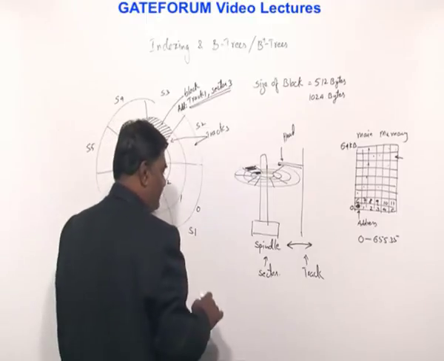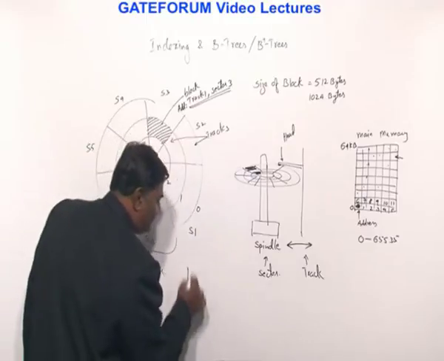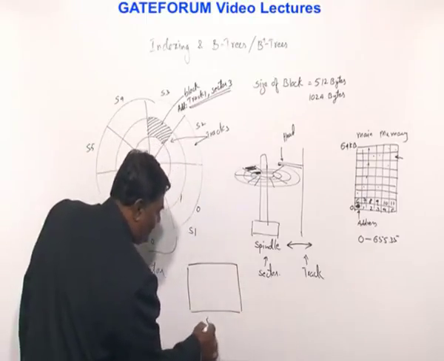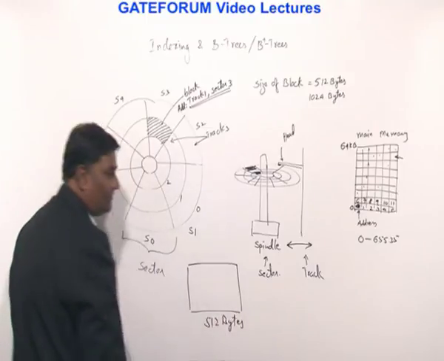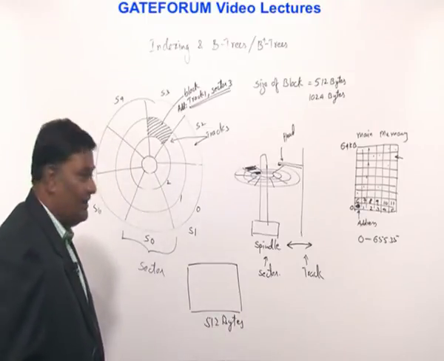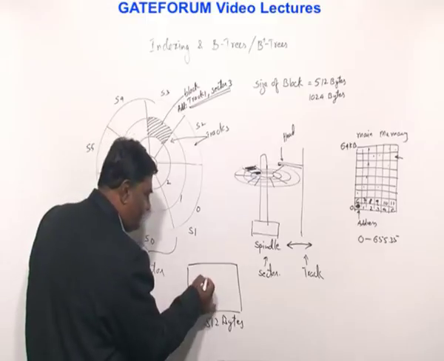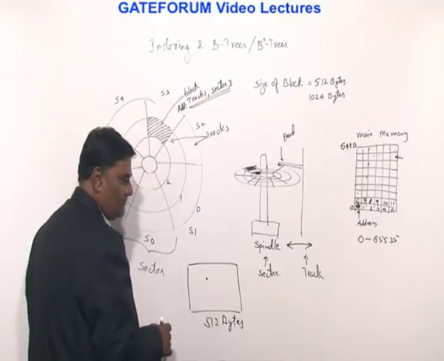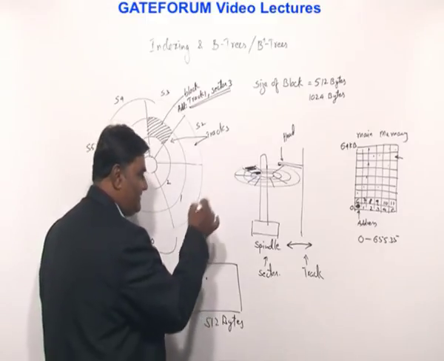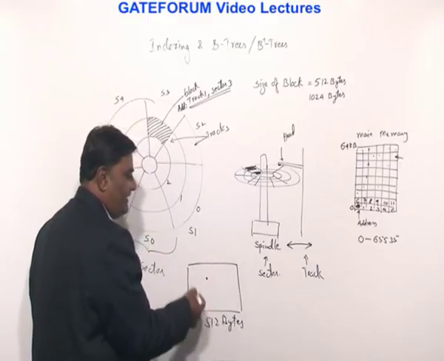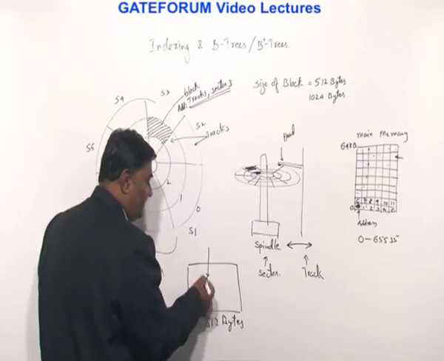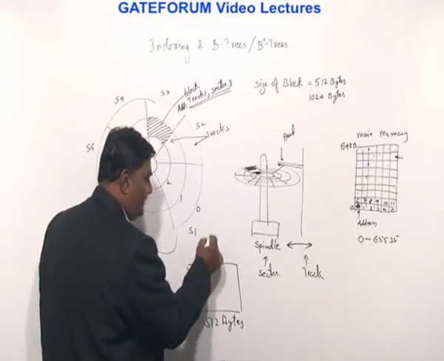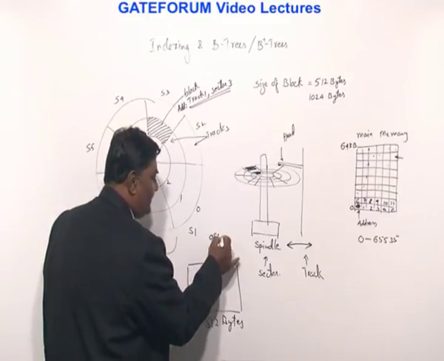Now the question is, the block size is 512 bytes. So can't we access a particular byte in this block? No. When the head is positioned, it can read the entire block. If you want to access a particular byte, then you have to take an offset.